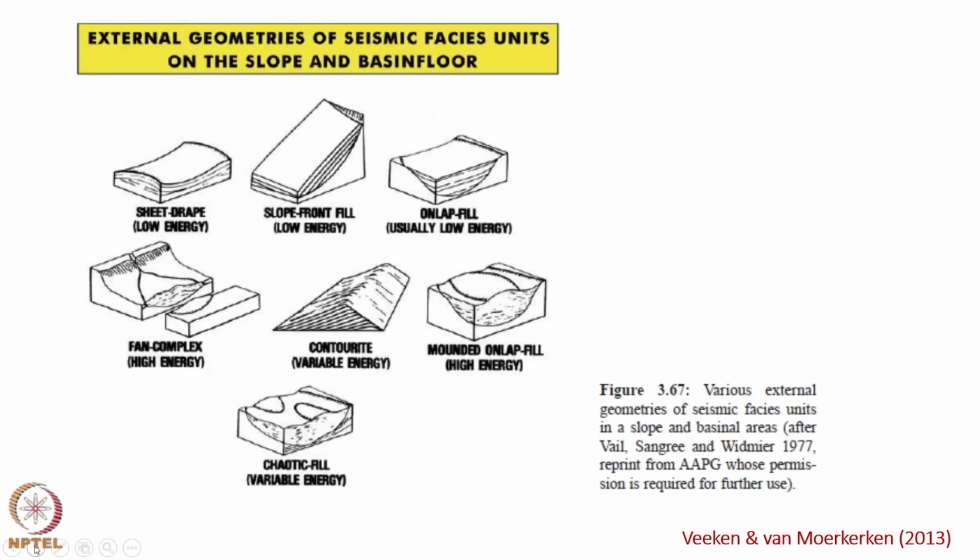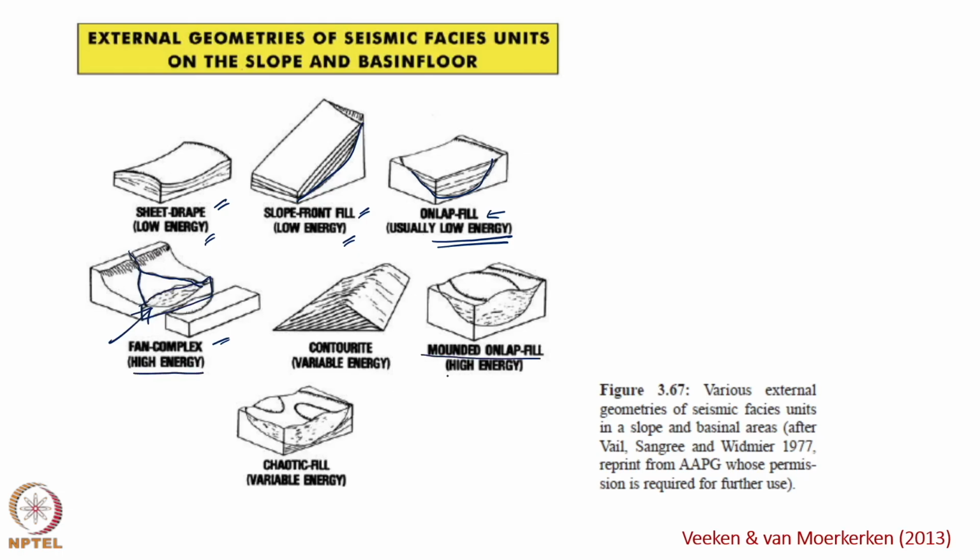The external geometries of seismic facies units on the slope and basin floor. Some examples: sheet drape indicating low energy condition, slope front fill indicating low energy condition. This is a slope onlap fill, this is the depression where low energy condition is indicated by such a situation. Fan complex, from high altitude rivers came and were flowing. Suppose you made a cut, or in other words you are looking at a seismic section, then this kind of pattern can be found indicating high energy condition.